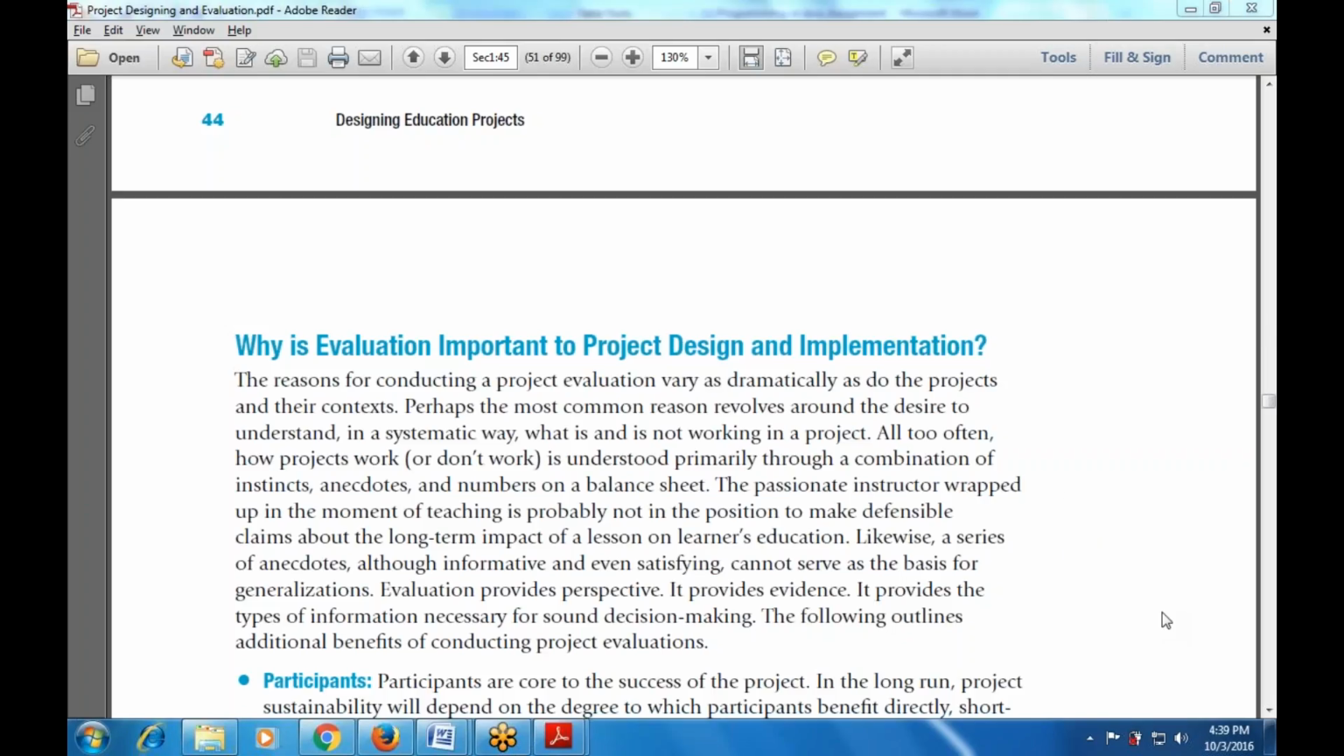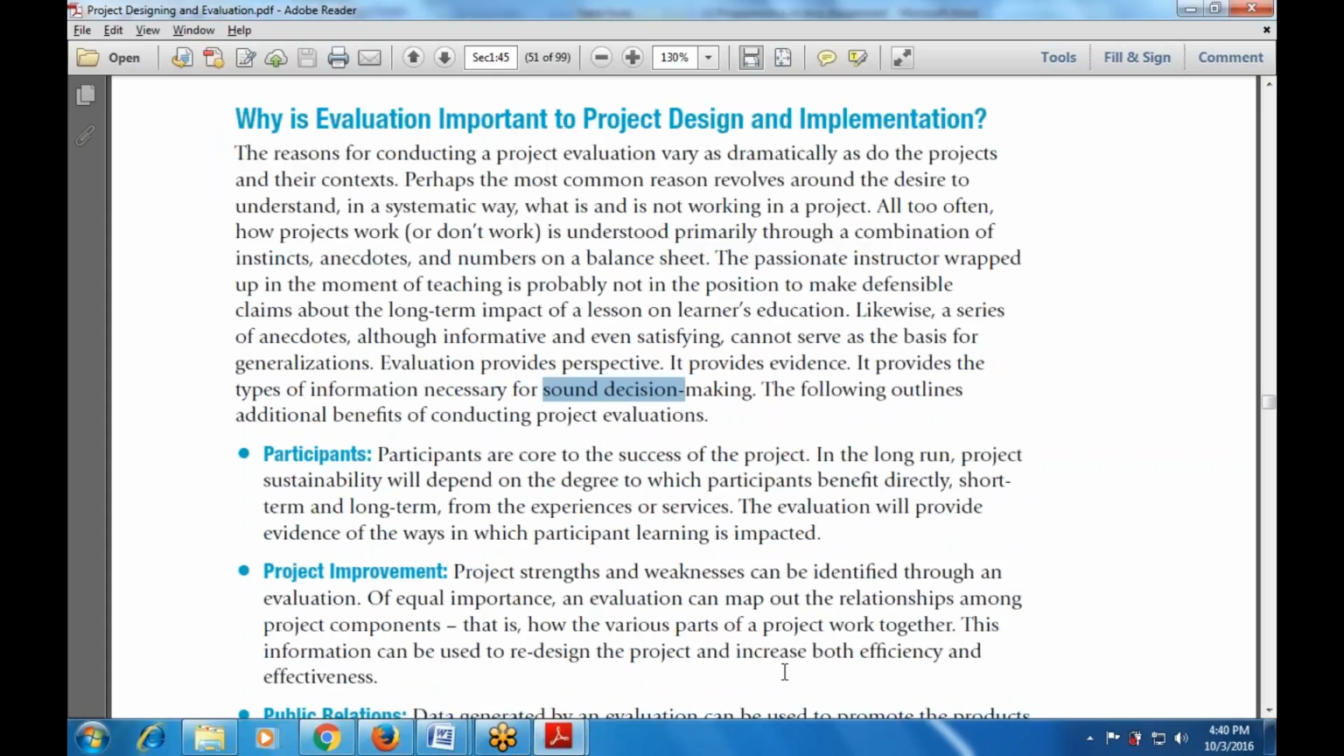So what are the various steps that are used, how it works and how it does not work? That is also based on the theory and on the working of the project. An instructor also acts in the moment of teaching, in a position to make a feasible solution or defensible position, and it provides the information necessary for sound decision making. That is how it is developed, why it is developed, and what the various benefits of conducting the project evaluation are.